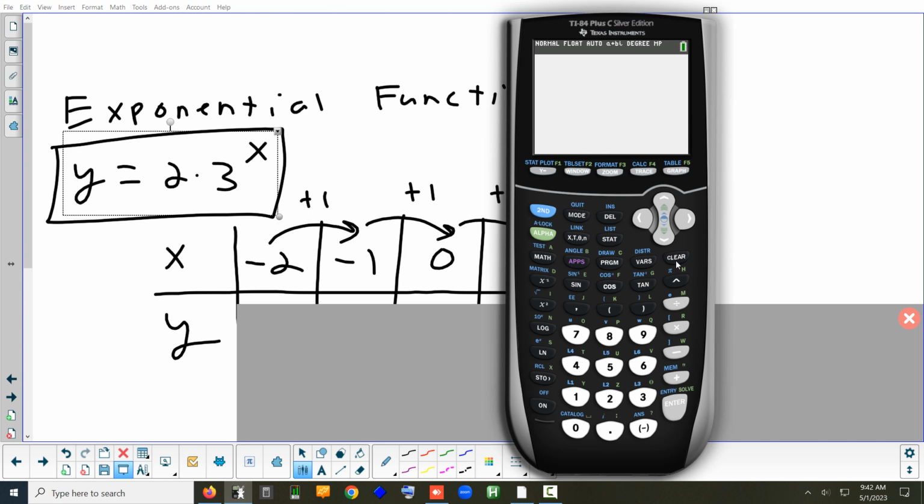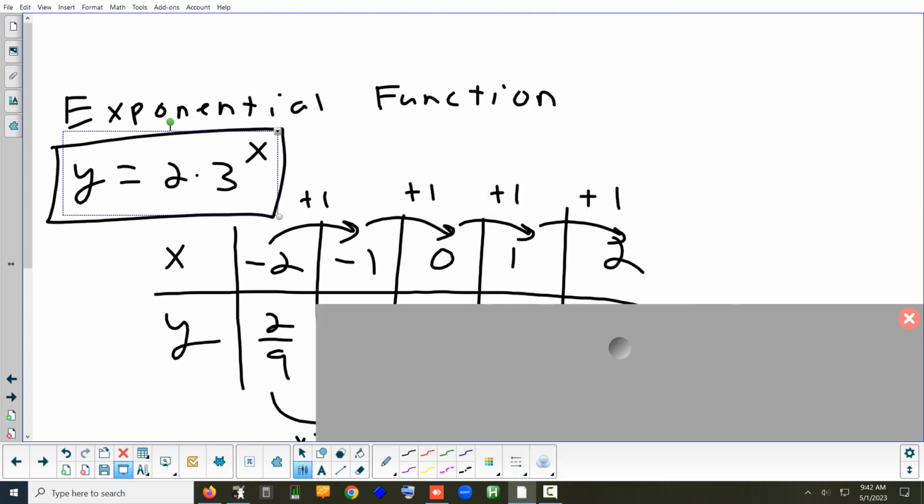All right, so let's start with the first one. 3 to the negative 2. 3 raised to the negative 2. And your calculator will automatically give you, I think it'll give you a fraction. Okay, that's 1/9. And then times 2. 2/9. So that's our first one. 2/9.